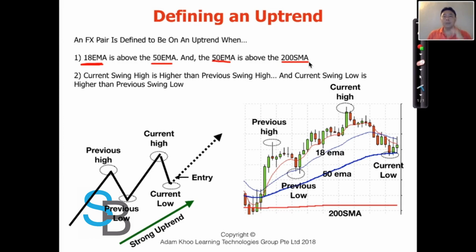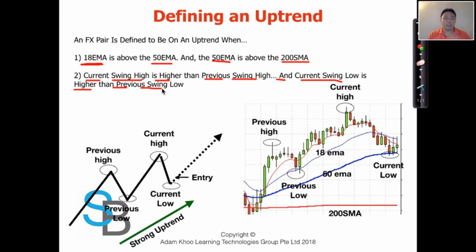Now notice that in all the different strategies I use, whether it is impulse pullback or trend continuation, I tend to use the same set of moving averages. I just use the same moving averages, but I look at the different moving averages for that specific strategy. Next, on an uptrend, you must see that the current swing high is higher than the previous swing high, and the current swing low is higher than the previous swing low. So you must see this pattern before taking a trade.